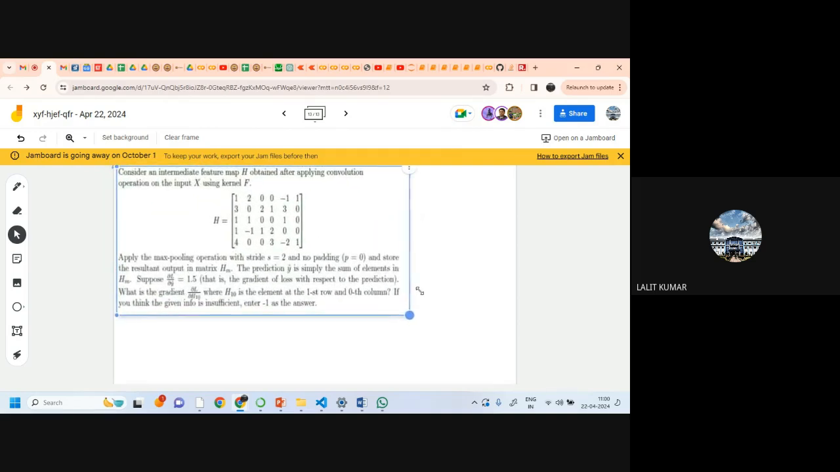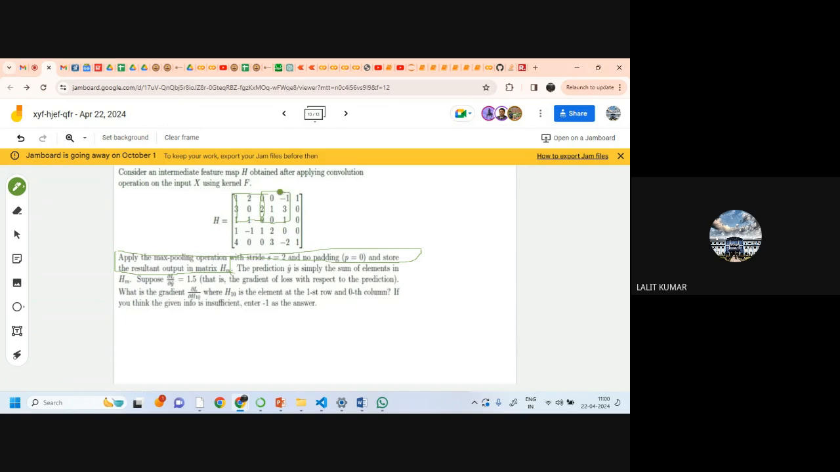Okay, let's understand the question. Consider an intermediate feature map, this is the map here. Apply the max pooling operation with the stride S equal to 2 and no padding and store the resultant output HM. The problem in this question was that they have not given the filter size to apply the max pooling. So I can start from here, then second here, S is equal to 2.